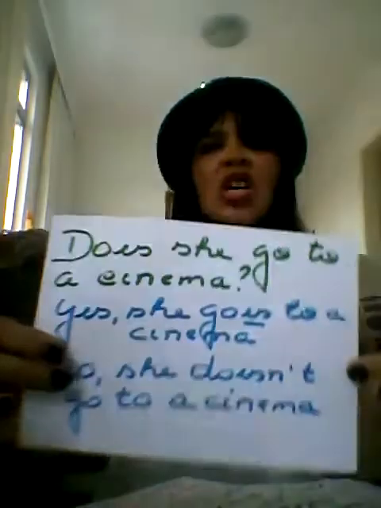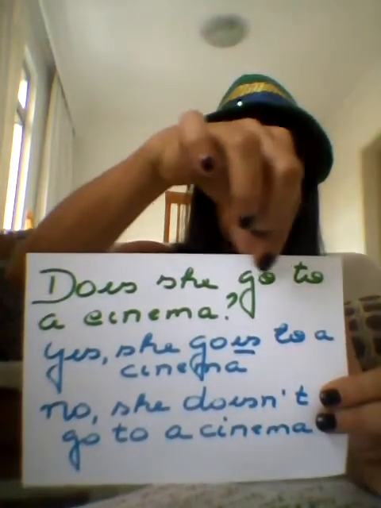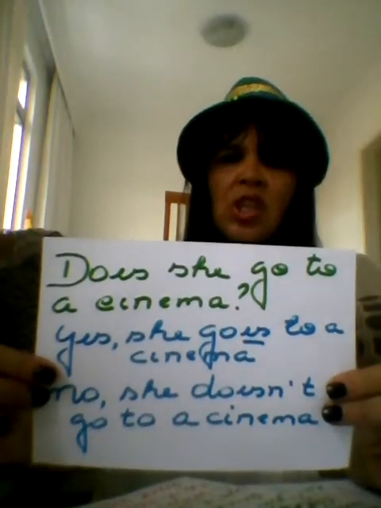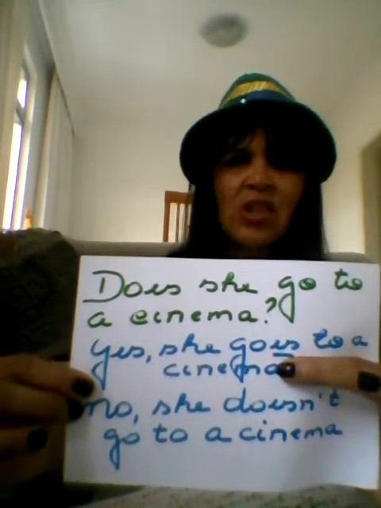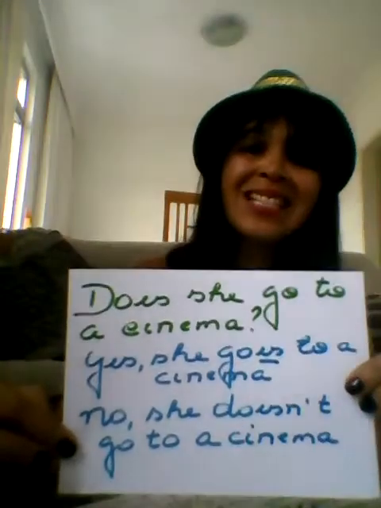Does she go to a cinema? Remember the ending O, go, the termination of the verb O. Yes, she goes. Remember, you add es to go. But negative, no, she doesn't go to a cinema. More examples, yeah? Great to have lots of examples because you can reinforce more, yeah?